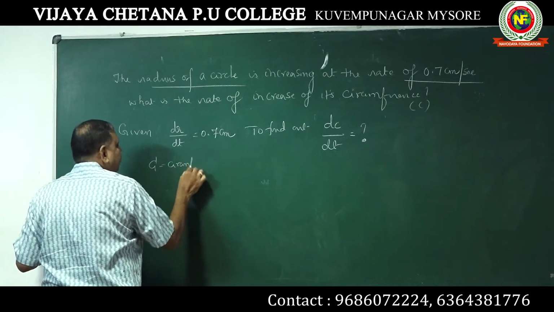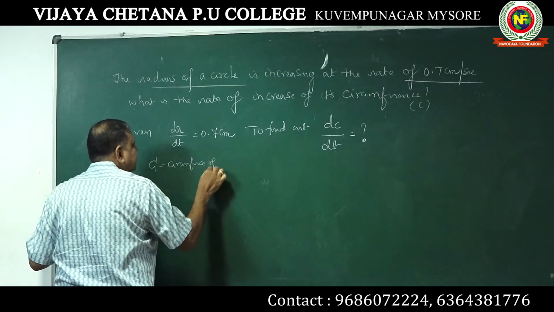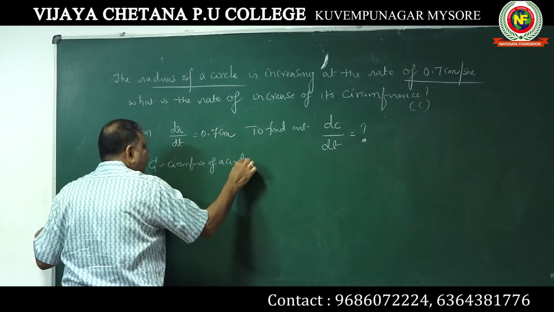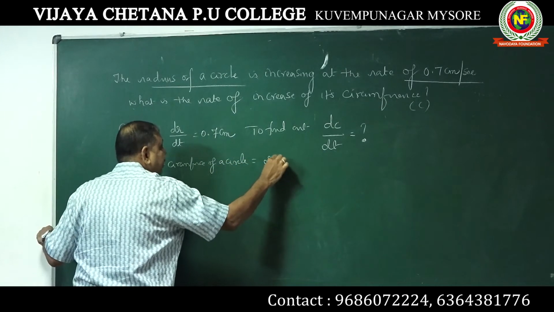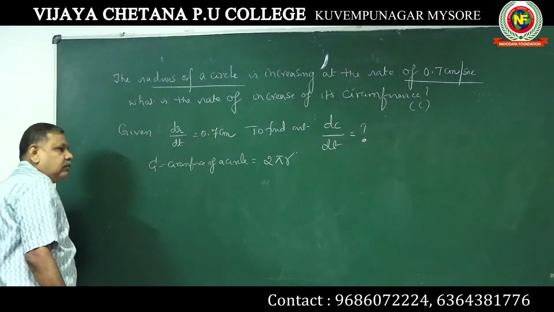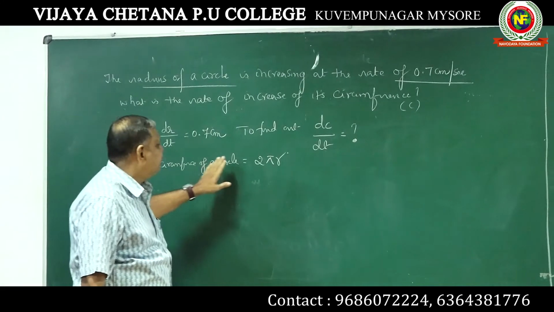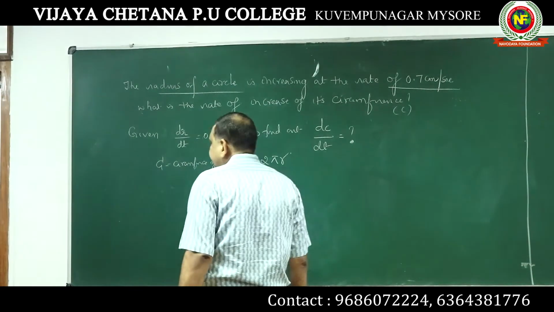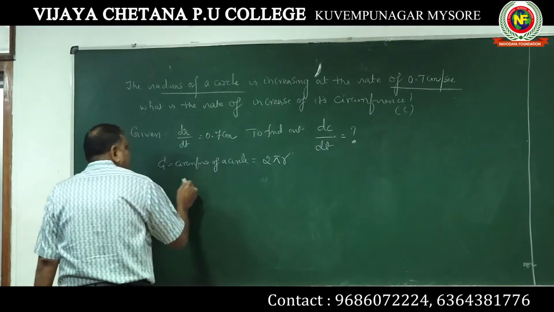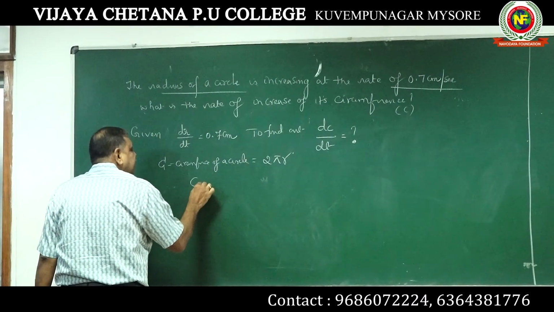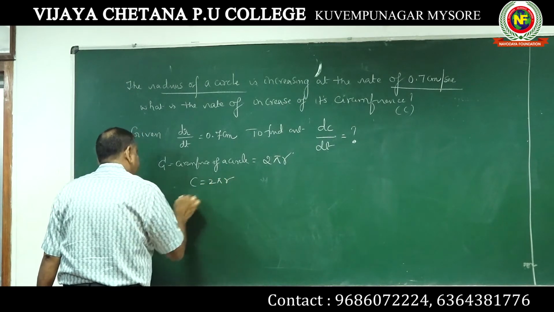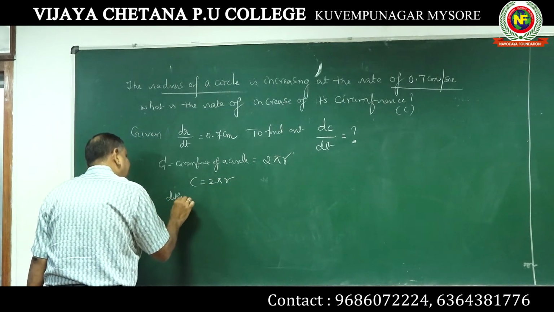You can take down the formula. Circumference of a circle is not pi r square, it is 2 pi r. Now you have to differentiate circumference with respect to time. That is, c is equal to 2 pi r. Differentiate with respect to t.